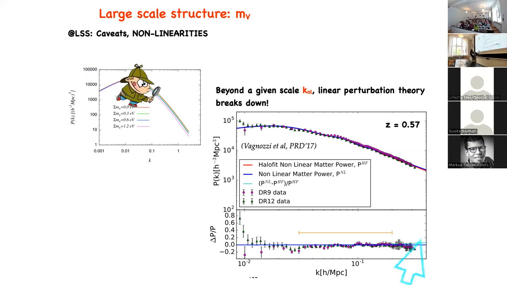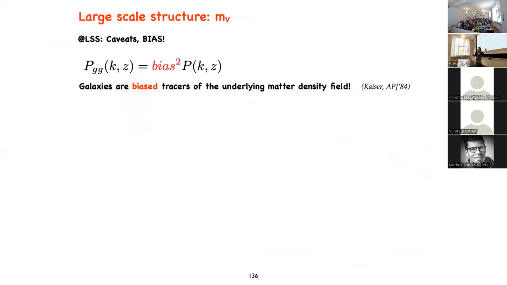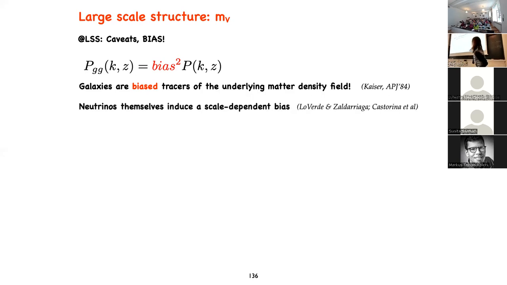And another issue I would like to tell you, and now I will finish with this and we'll continue tomorrow, is the second caveat: we are not measuring the dark matter. We are measuring galaxies, and galaxies are biased tracers of the underlying matter density. And neutrinos themselves induce a bias on the matter power spectrum. What we are measuring is the galaxy power spectrum, not the dark matter power spectrum, and they are related via a bias. The bias depends on the type of galaxies, of course. So older galaxies have different biases than newer galaxies, let's say. So we have to account for this bias effect when extracting neutrino masses from cosmology.